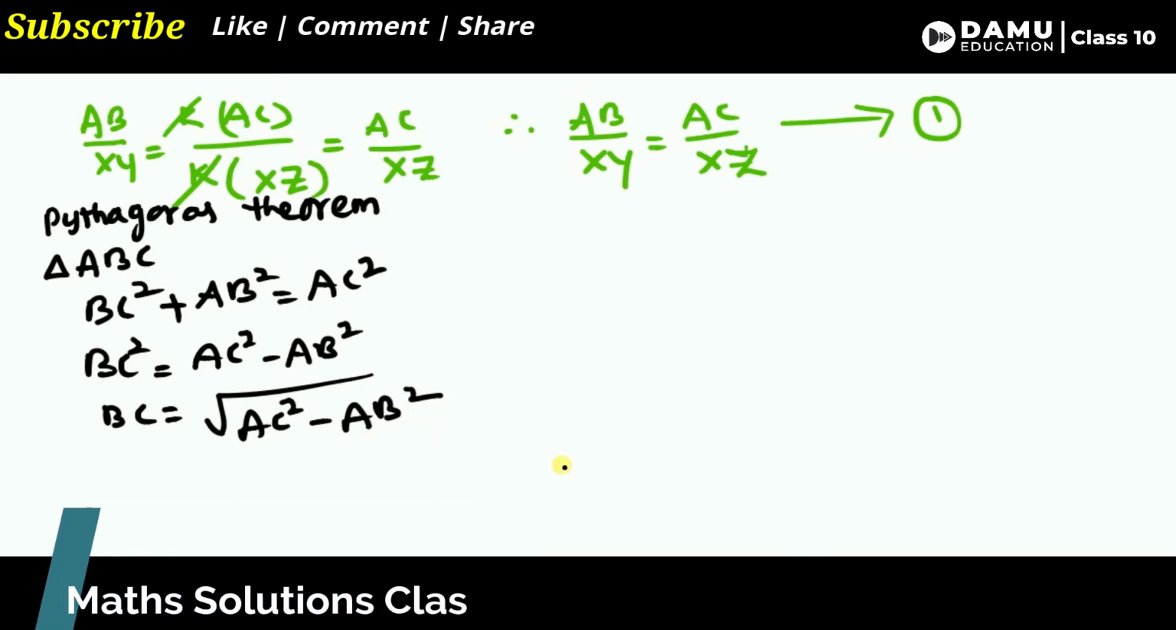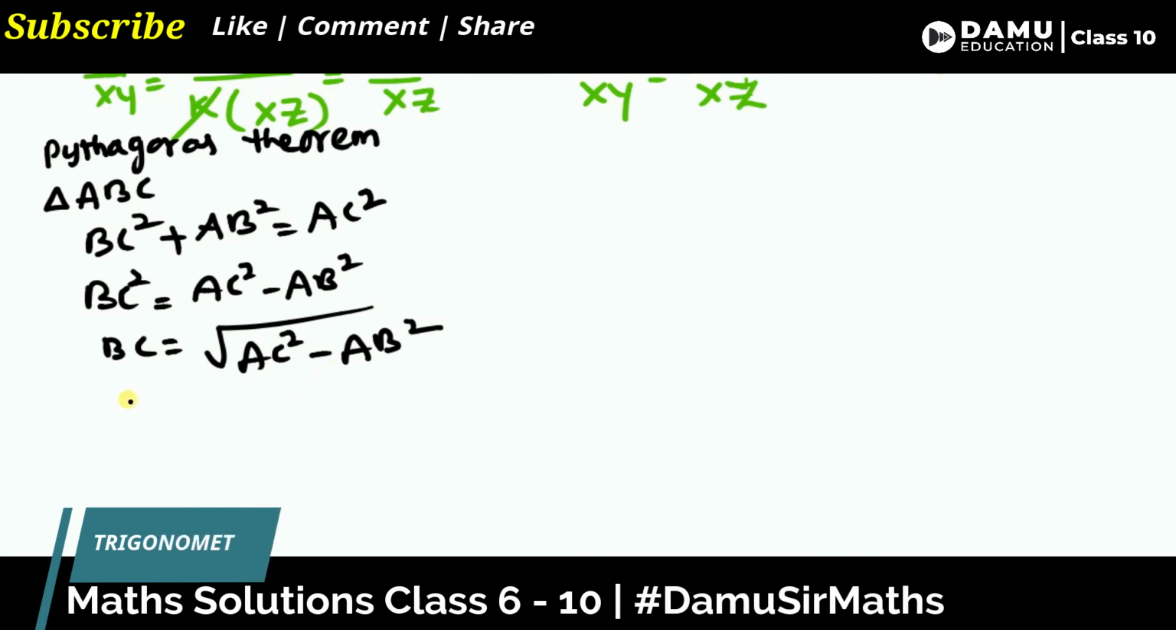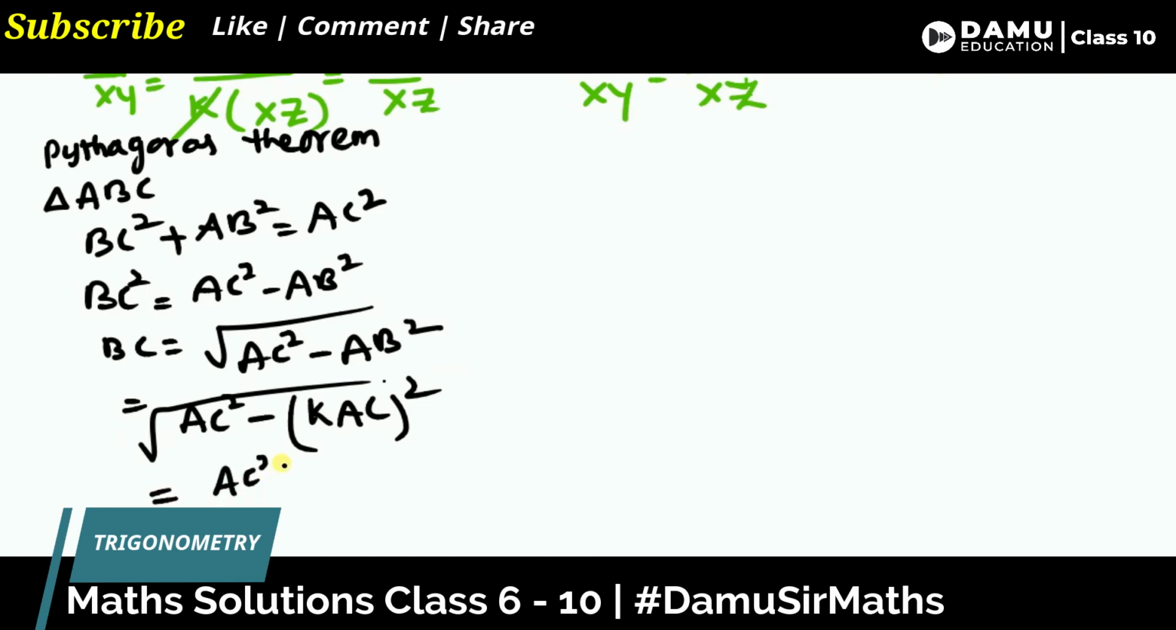So let's take BC. What is AC? We know that AB is equal to k AC, so AB square is k AC whole square. Let's take common: AC square minus k square AC square. If you take AC square common, we get 1 minus k square.